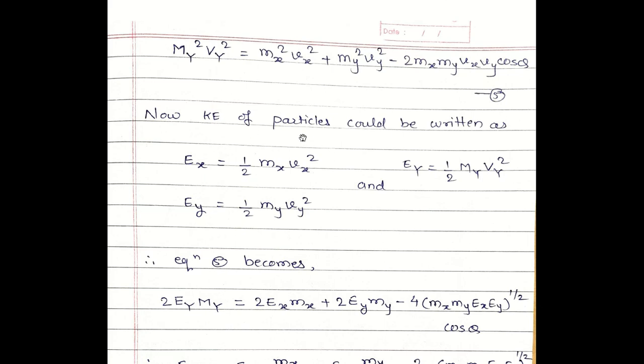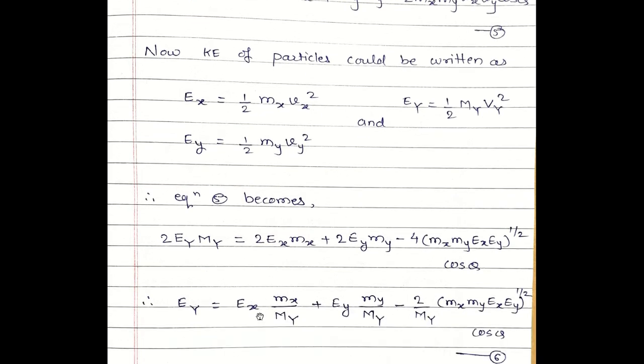Now, the kinetic energy of a particle, we can write down E equals half mv square. So this is the kinetic energy for the projectile particle, for the product particle, and for the product nucleus. So this equation would be rearranged in terms of kinetic energy of particles. So what will we obtain? We will obtain such a type of equation, right?